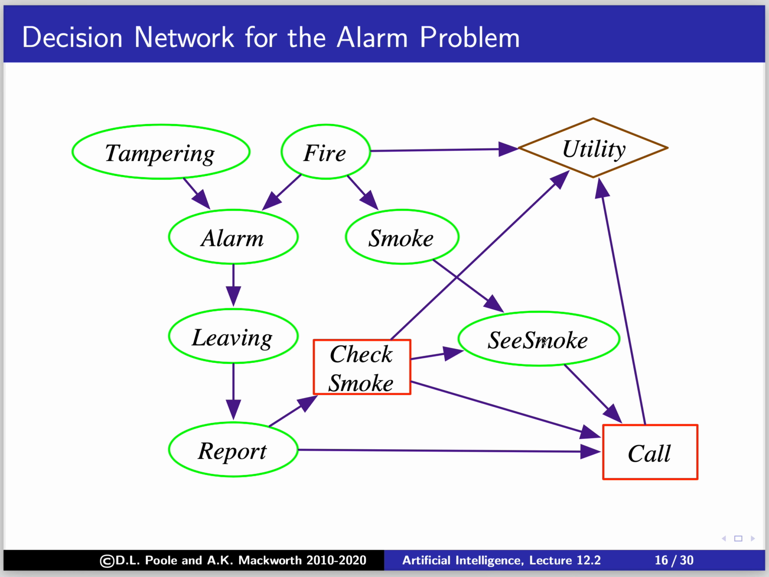And there's a variable that says see smoke. Well, you see smoke only depends on whether there is smoke and whether you checked for smoke. Then the agent gets to decide whether it should call the fire department. The information available to it when it calls is whether it saw smoke, whether it checked for smoke, and whether it reported. And the utility here, I'm assuming, only depends on whether there is a fire, whether you check for smoke, and whether you called. That's all it depends on.